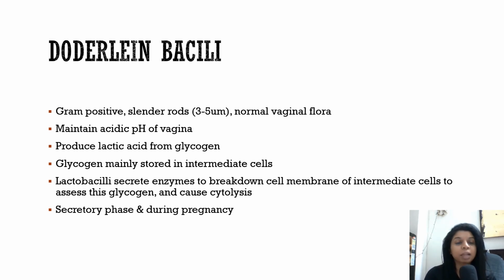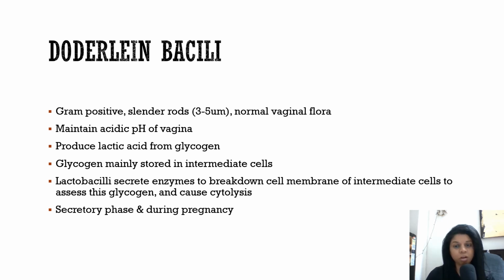And from where does this glycogen come? Glycogen comes from the storage that is there in intermediate cells and superficial squamous epithelial cells. In that also, mainly it is in the intermediate cells. So what does the bacteria do? Glycogen is present inside the cytoplasm. You cannot go and access it fast. So what these lactobacilli do is that they secrete enzymes to break down the cell membrane of the intermediate cells so that now they can access the glycogen and then they convert it into lactic acid.